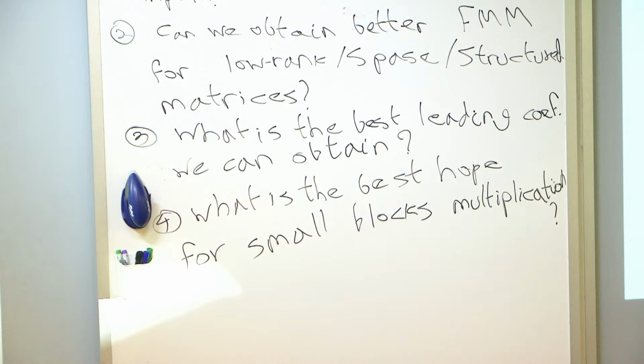What does that mean? Small blocks multiplication? All right, so when you run a recursive algorithm, once you get to sufficiently small size, you switch to the classical algorithm. That's the standard. And the question is whether you can hope for something better, or is it always or almost always the case that classical algorithm there is optimal.